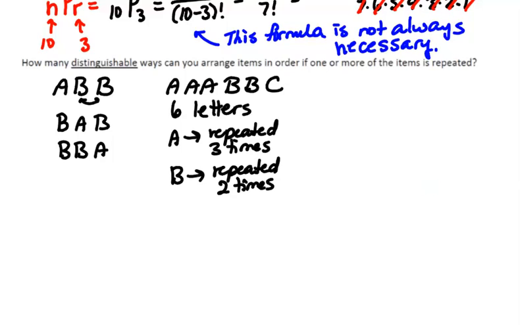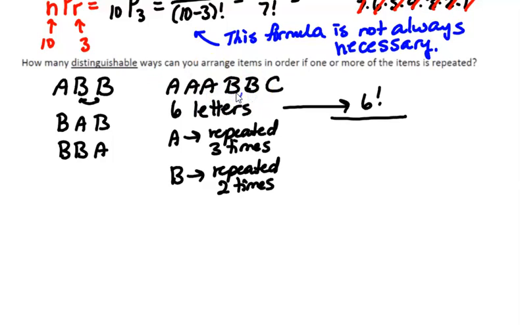Okay. So the way I'm going to write this is in the numerator. I know the number of ways I could arrange all 6 letters would be 6 factorial. So in the numerator here, I'm going to write 6 factorial. But I'm going to divide it because I know that there aren't 6 factorial different unique ways to arrange this, because the A's and the B's are repeated.